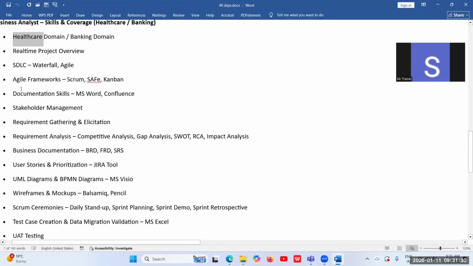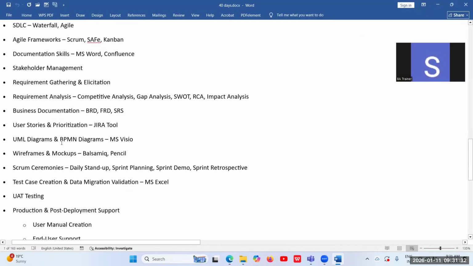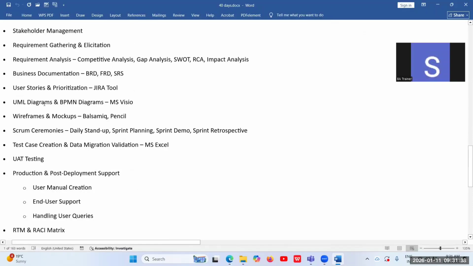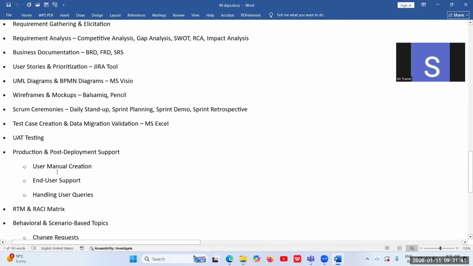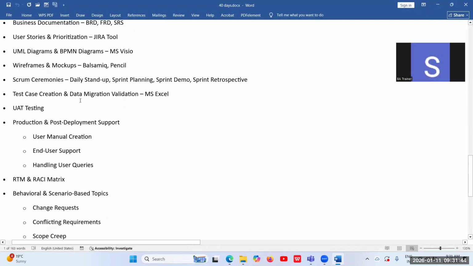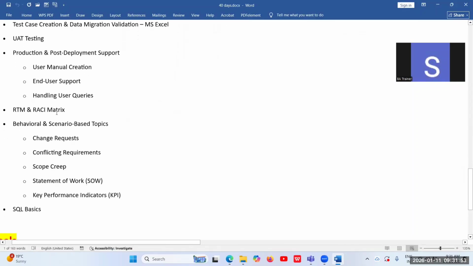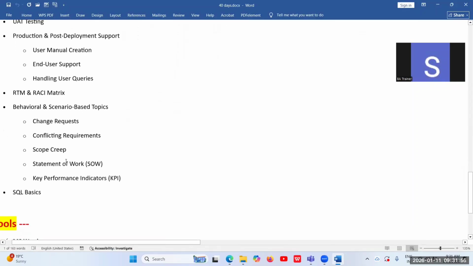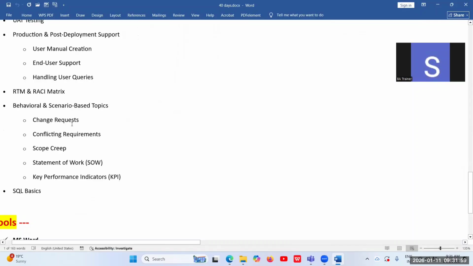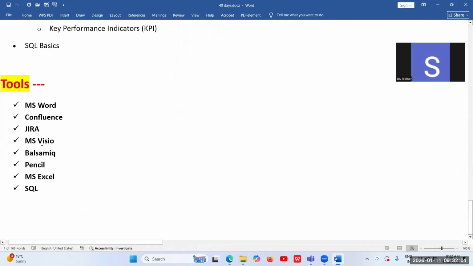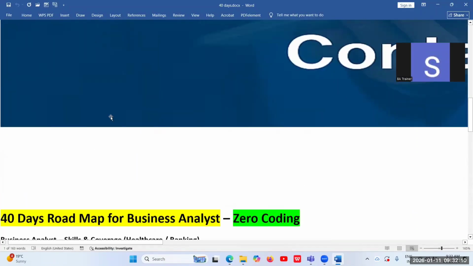All these: SDLC, Agile, documentation skills, stakeholder management, requirement gathering and elicitation, requirement analysis, BRD, FRD, JIRA, user stories, UML diagrams, wireframes, mockups, UAT testing, test case creation, how to do the migration, MS Excel, post-production deployment support, what is the RACI matrix and requirement traceability matrix, behavioral scenario topics like how do you handle a change request, SQL basics. Tool-wise, we are going to cover MS Word, Confluence, Jira, MS Visio, Balsamiq, Pencil, MS Excel, and SQL. All these I'm going to teach you in the 40 days course.